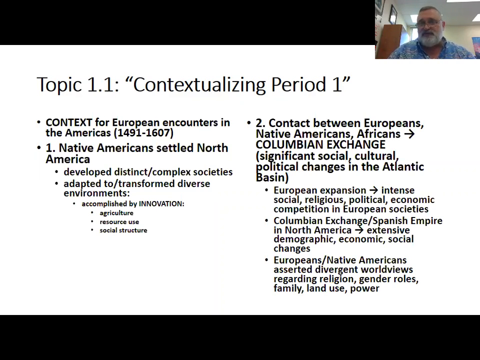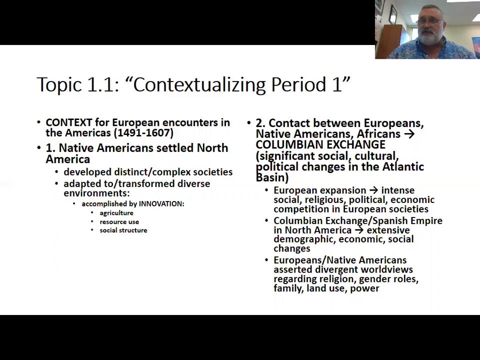The second thing that I want you to understand is the contact that was going on between three major groups of people: Europeans, Native Americans, and Africans. Because when the Americas were discovered, this brought together three continents, and ultimately Asia was pulled into it too. But I want you to understand the Columbian Exchange, because the Columbian Exchange, and we're going to get more into the details later, has a lot to do with how Europe and the Americas and Africa blended together in ways that still have an impact on the world today.